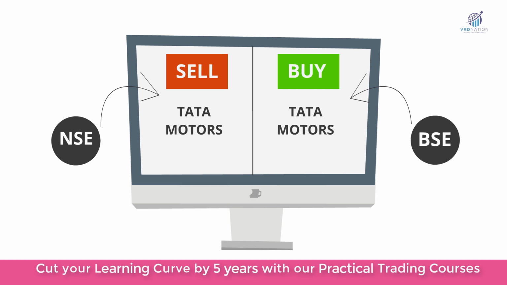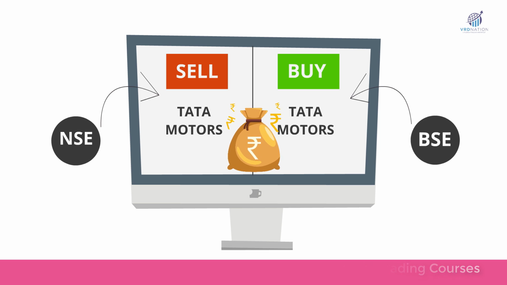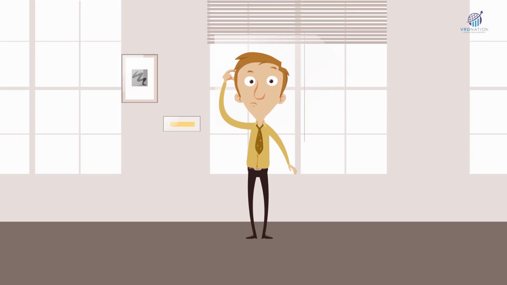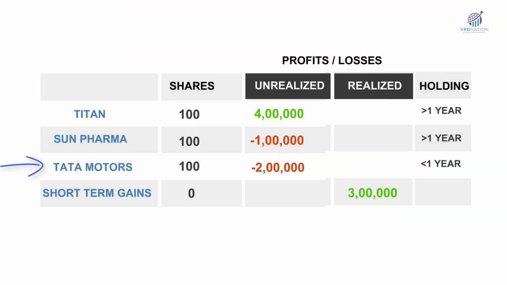Now some of you might be wondering if you are doing some kind of an arbitrage. Absolutely not. What you have just done has saved you a lot of money. But some of you might be scratching your heads at what the heck is going on. So let's analyze what just happened. When you sold those 100 shares of Tata Motors, that unrealized loss of 2 lakh rupees became a realized loss of 2 lakh rupees, right?